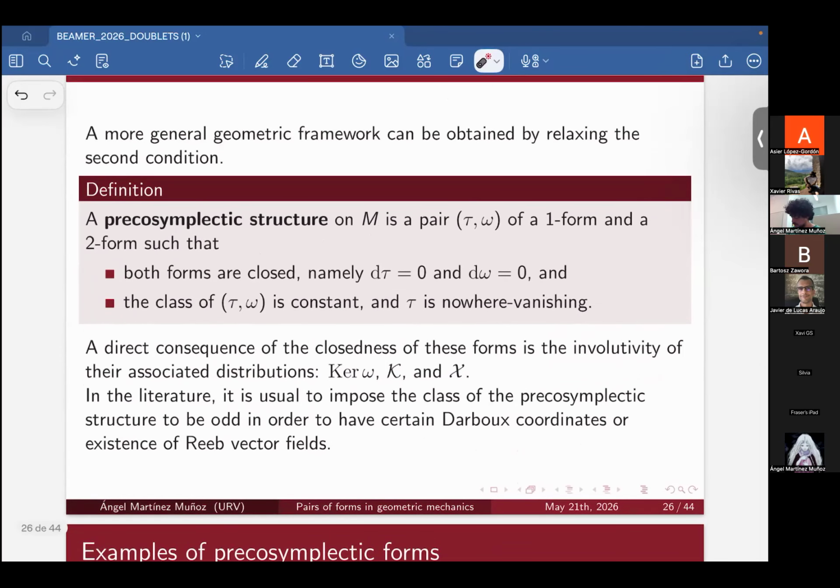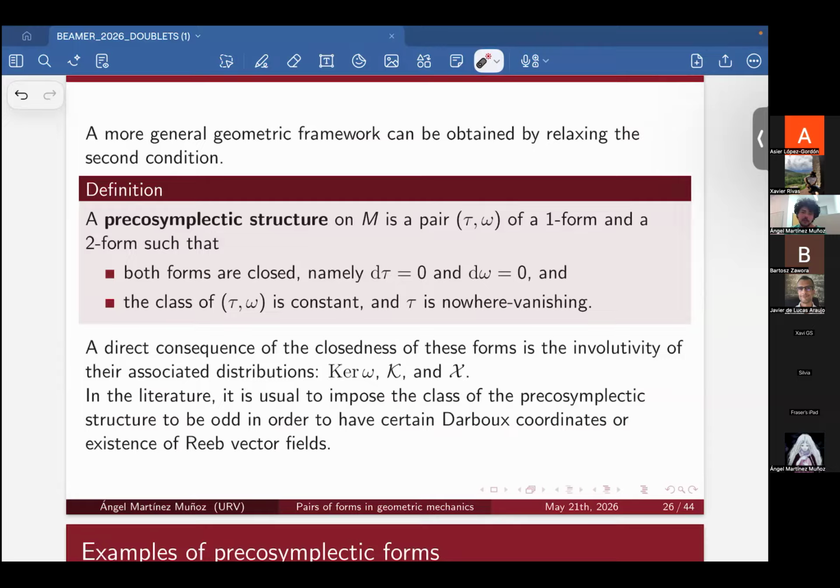And then just as a comment on the literature, for example, in the paper you have with Xavi, where you look for Darboux coordinates when you consider precosymplectic structures, you only consider precosymplectic structures which have odd class. Why?